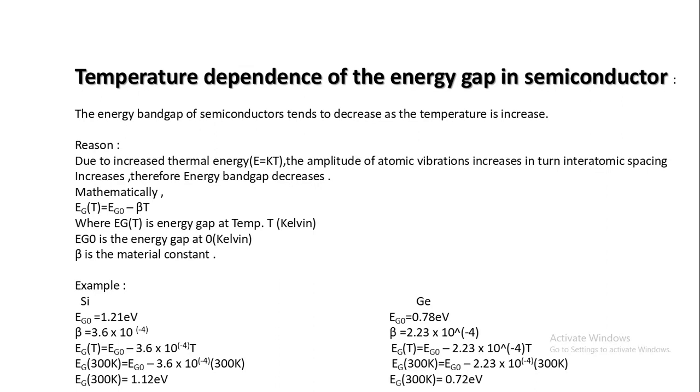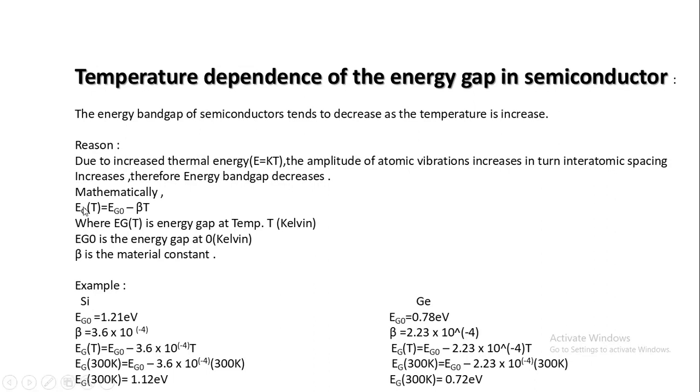Once you increase the temperature, guys, due to increased thermal energy equal to kT, the amplitude of atomic vibration increases. In turn, the interatomic spacing increases, therefore the energy band gap decreases. You have to keep in mind, if somebody asks what will happen with the energy band gap if the temperature increases, how the energy band gap of a semiconductor depends on temperature.